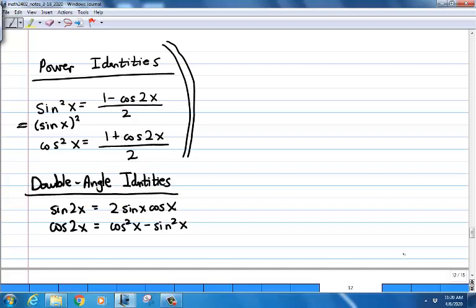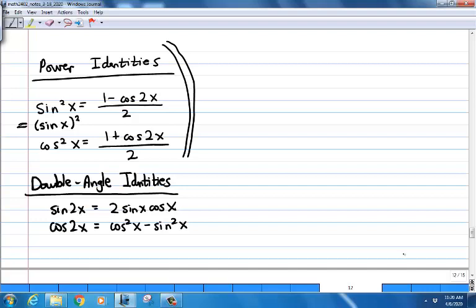And likewise, you can also transform cosine squared of x. Cosine squared of x is 1 plus the cosine of 2x over 2. So keep these two identities in mind. These are called the power identities when you are integrating, if you come across trying to integrate sine squared of x or cosine squared of x.